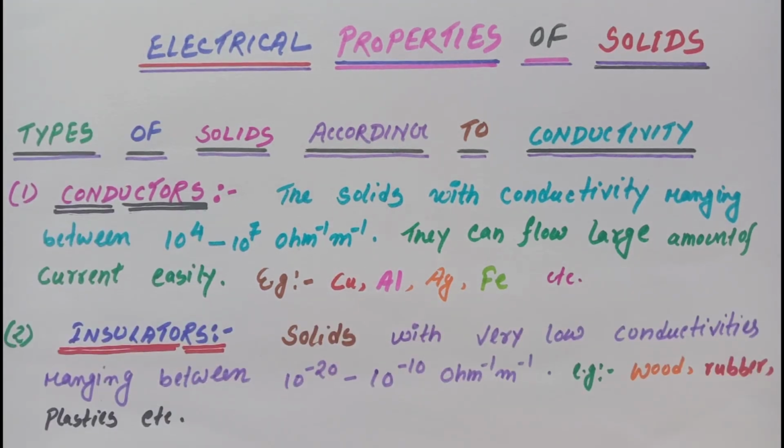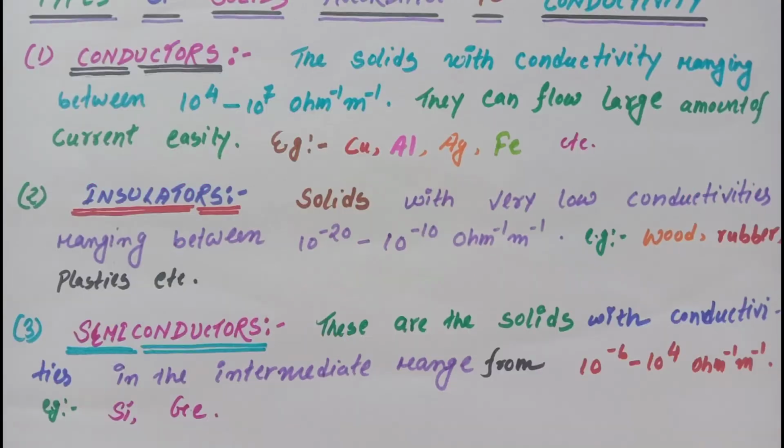The second classification is insulators. These are solids with very low conductivities ranging between 10 raised minus 20 to minus 10 ohm inverse meter inverse. Examples are wood, rubber, plastics, etc. These are called insulators. These materials do not allow the flow of electrons.